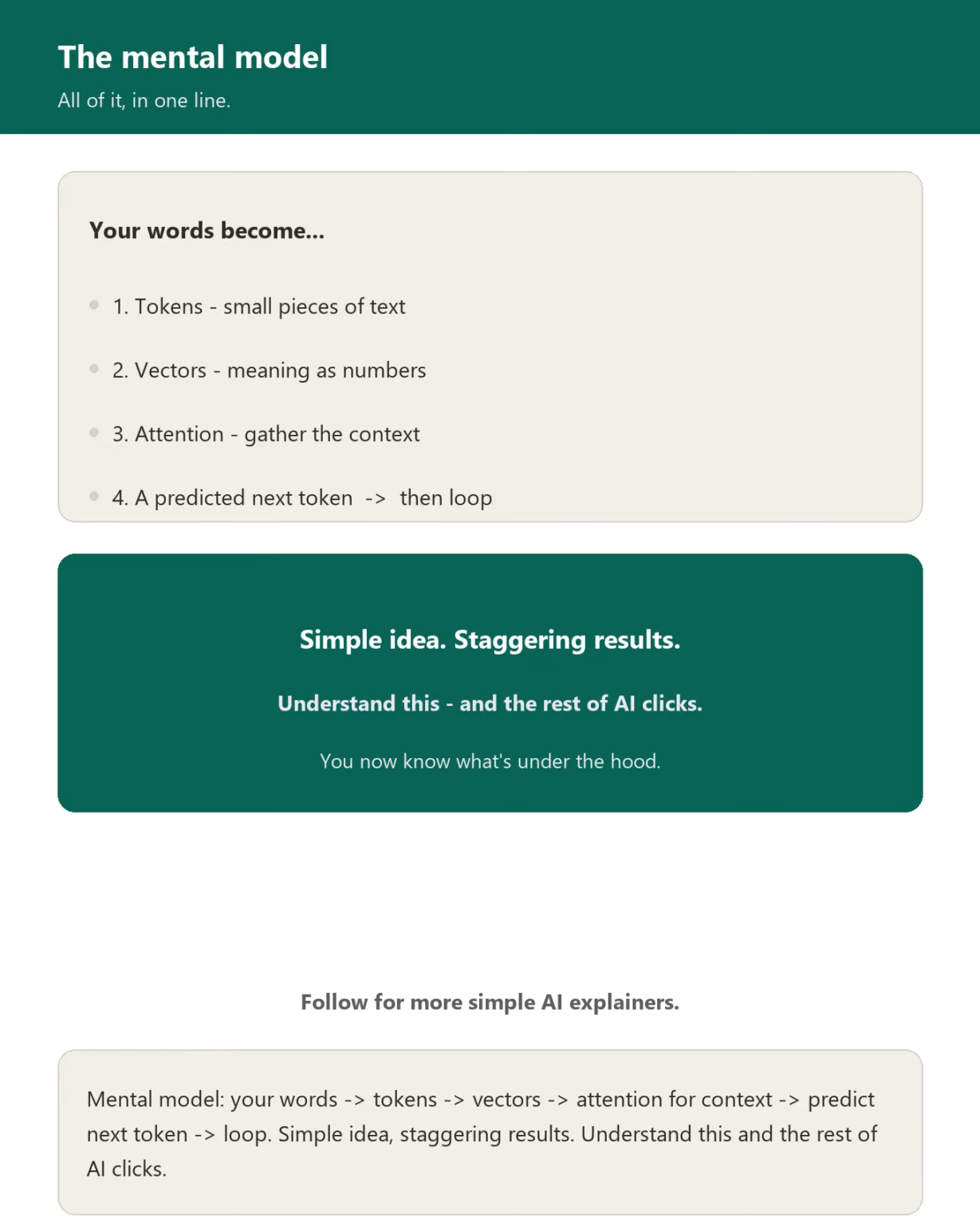So here is the mental model. An LLM turns your words into tokens, into vectors, uses attention to gather context, predicts the next token, and loops. Simple idea, staggering results. Understand this, and the rest of AI makes a lot more sense.